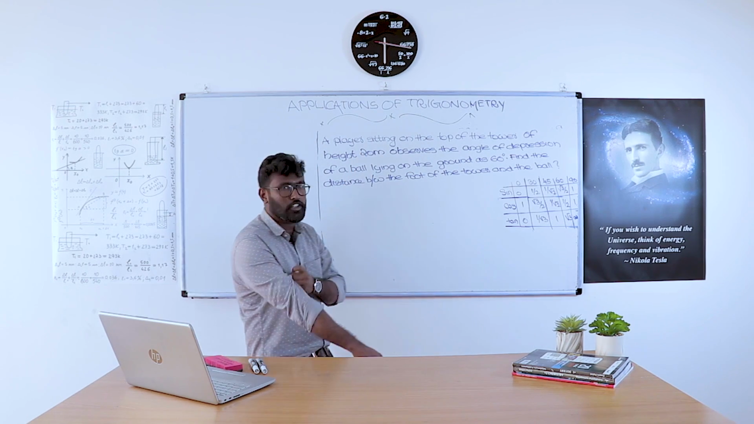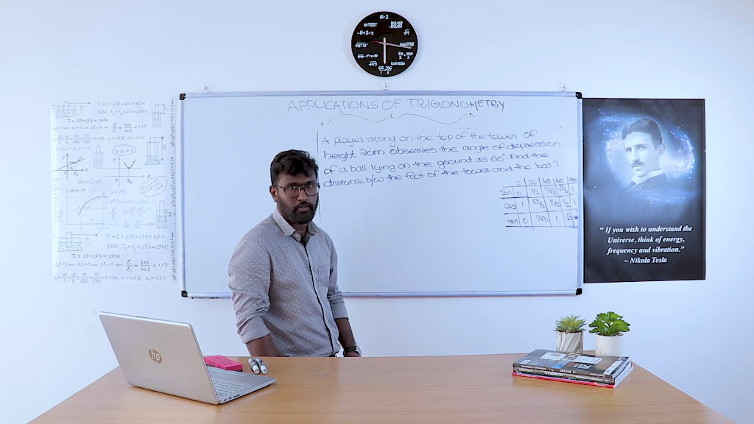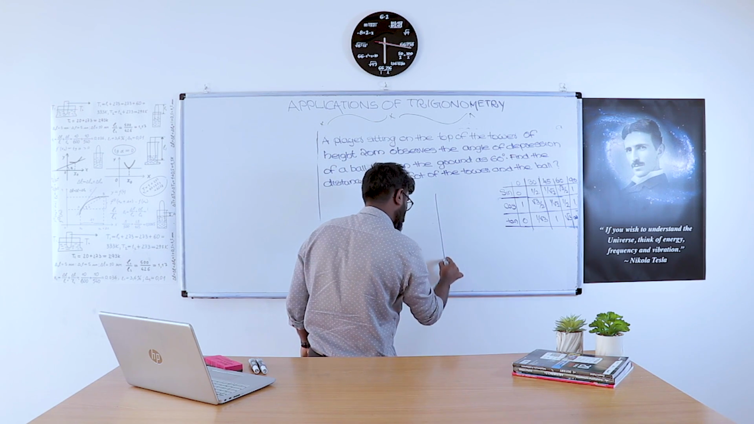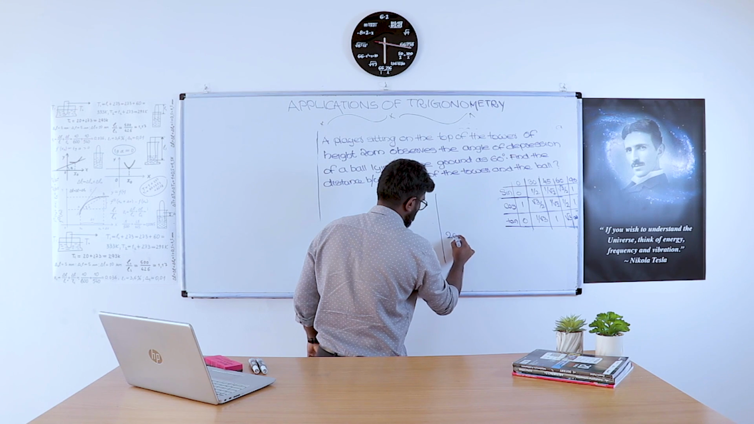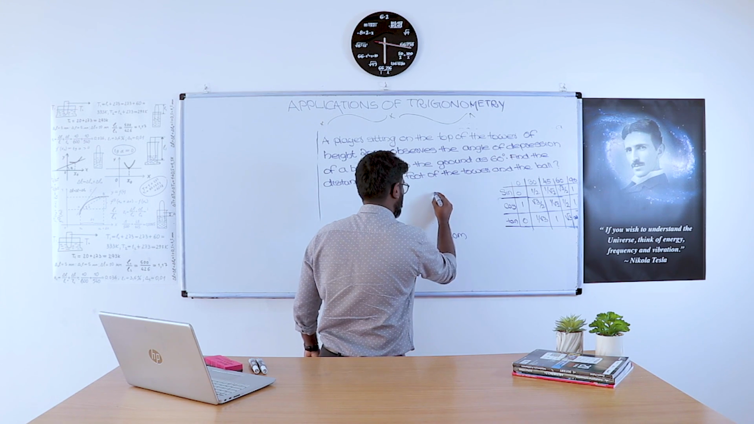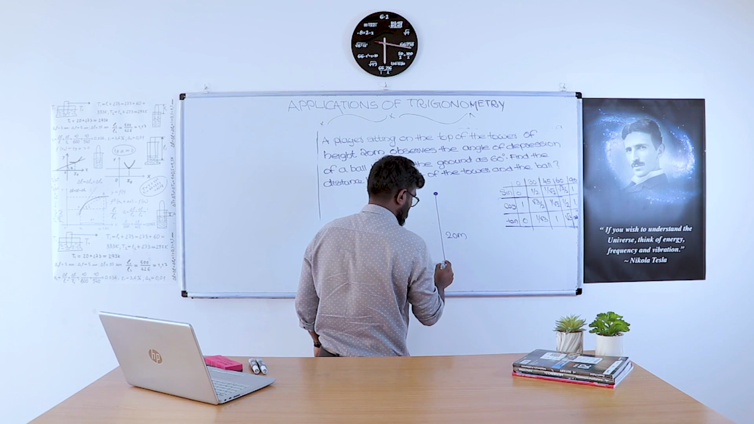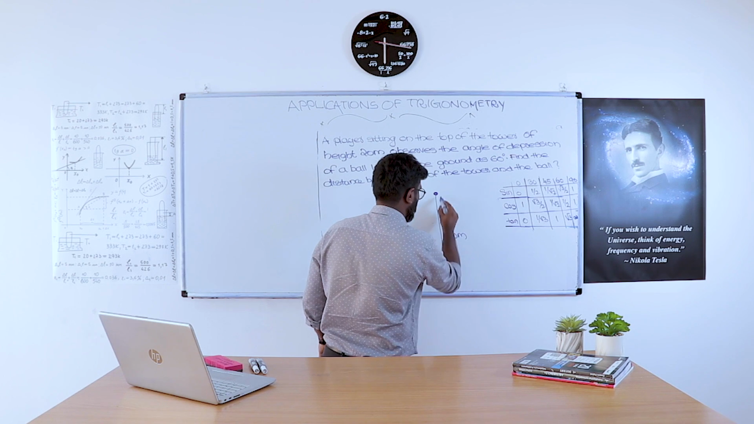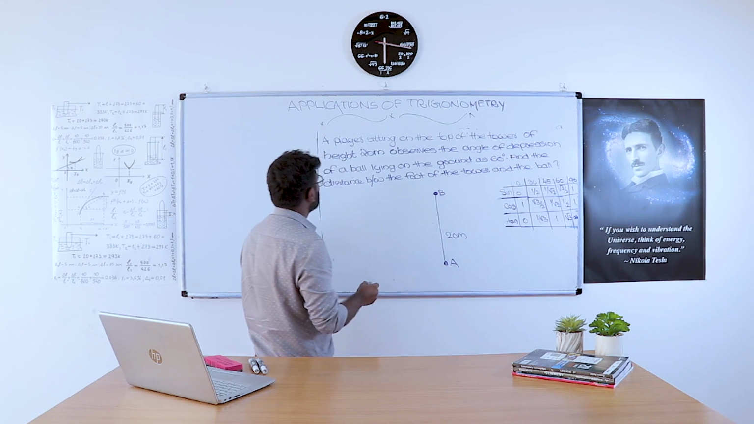A player sitting on the top of a tower of height 20 meter. So if this is a tower, the tower is 20 meter. A player sitting on the top of the tower, that means he is sitting there. So this is the tower, and the tower is taken as AB. AB is the tower and that is 20 meter.